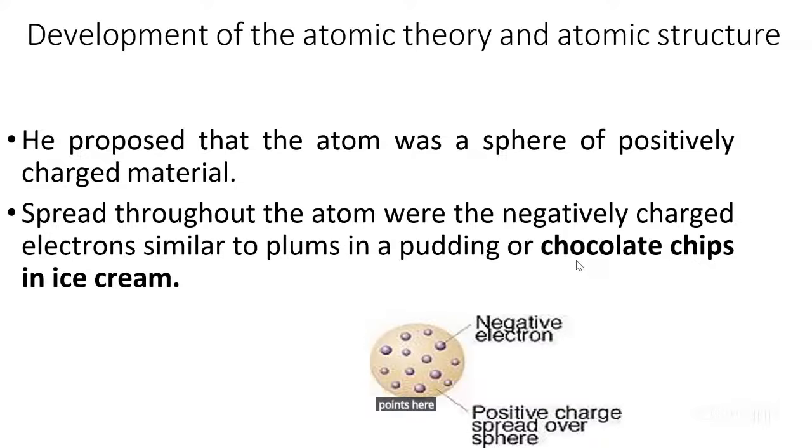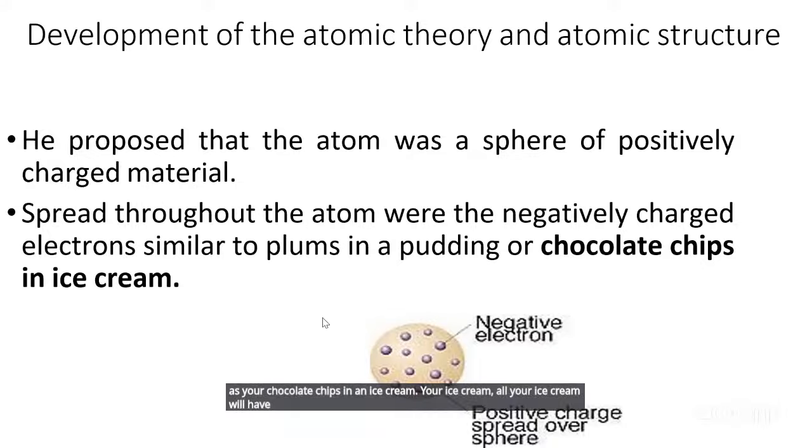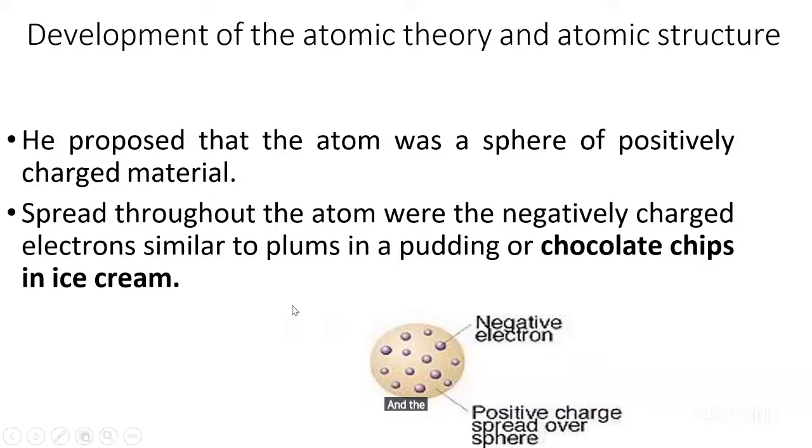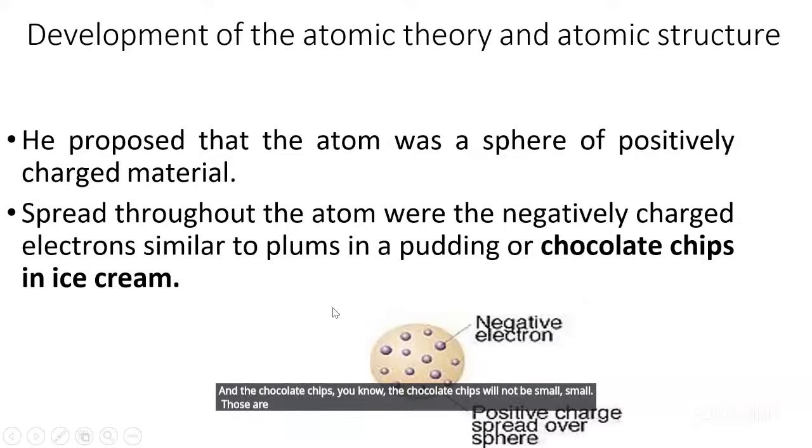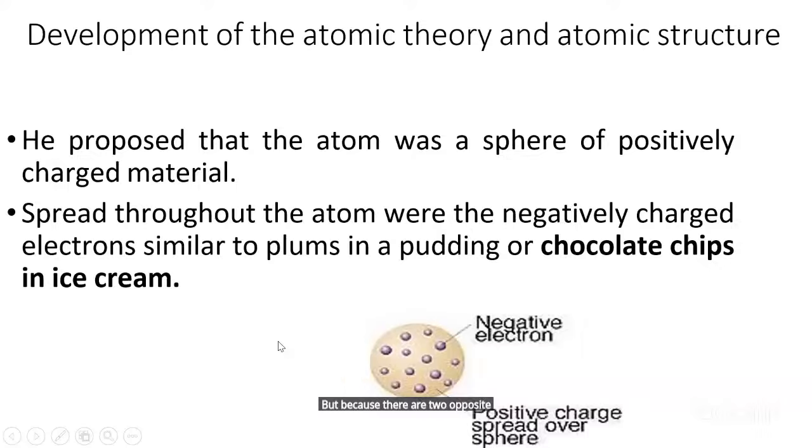Now, you can picture that as chocolate chips in an ice cream. All your ice cream will have the positive charge, and the chocolate chips will be small. Those are the electrons, which have the negative charge. But because there are two opposite charges, they are stable. So that is what he came up with.